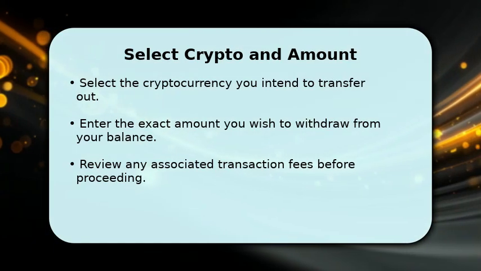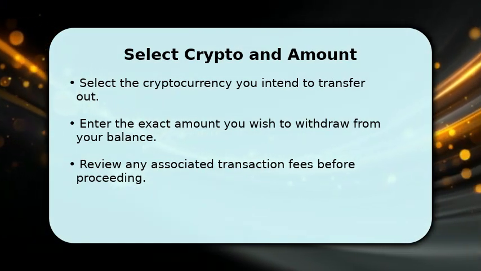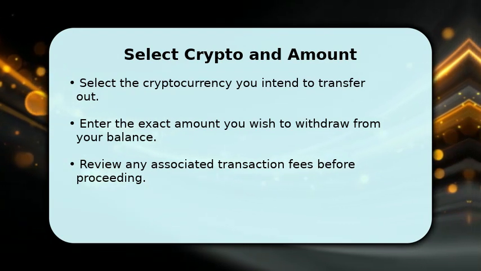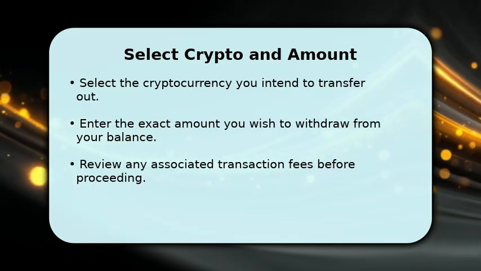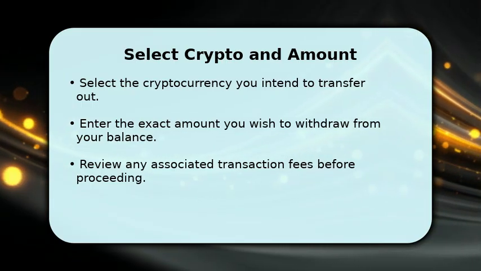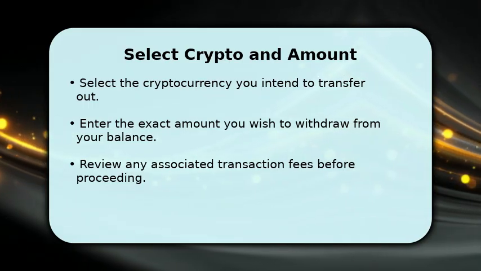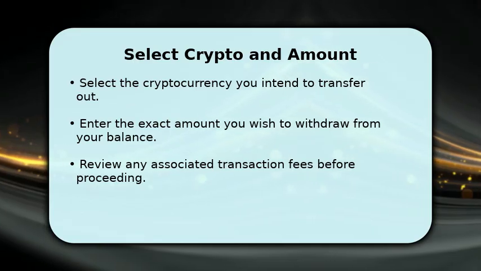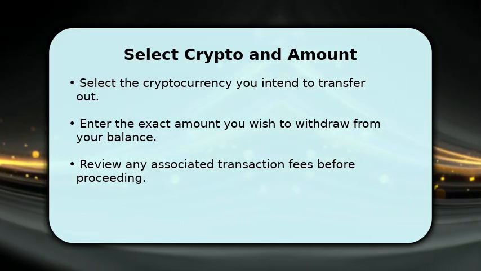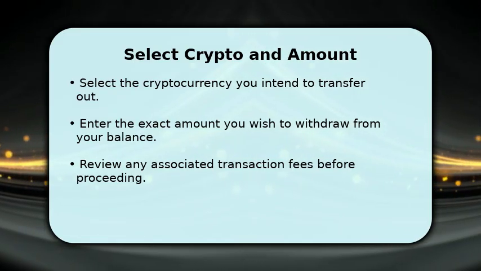After selecting the Send or Withdraw option, you'll need to specify which cryptocurrency you want to move. For example, if you have Bitcoin, select Bitcoin. Next, input the precise amount you wish to withdraw. Be sure to double-check this number. The system will then display any network or transaction fees, which might be a small percentage of your withdrawal.